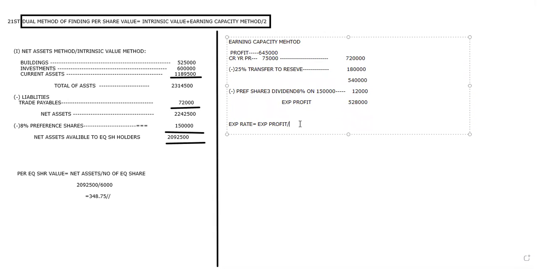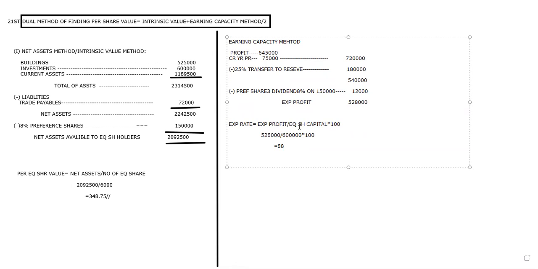So equity share capital into 100. How much is the expected profit we got? 5,28,000 divided by equity share capital, which we got as 6 lakhs. So 6 lakhs into 100. Then we are going to get 88.